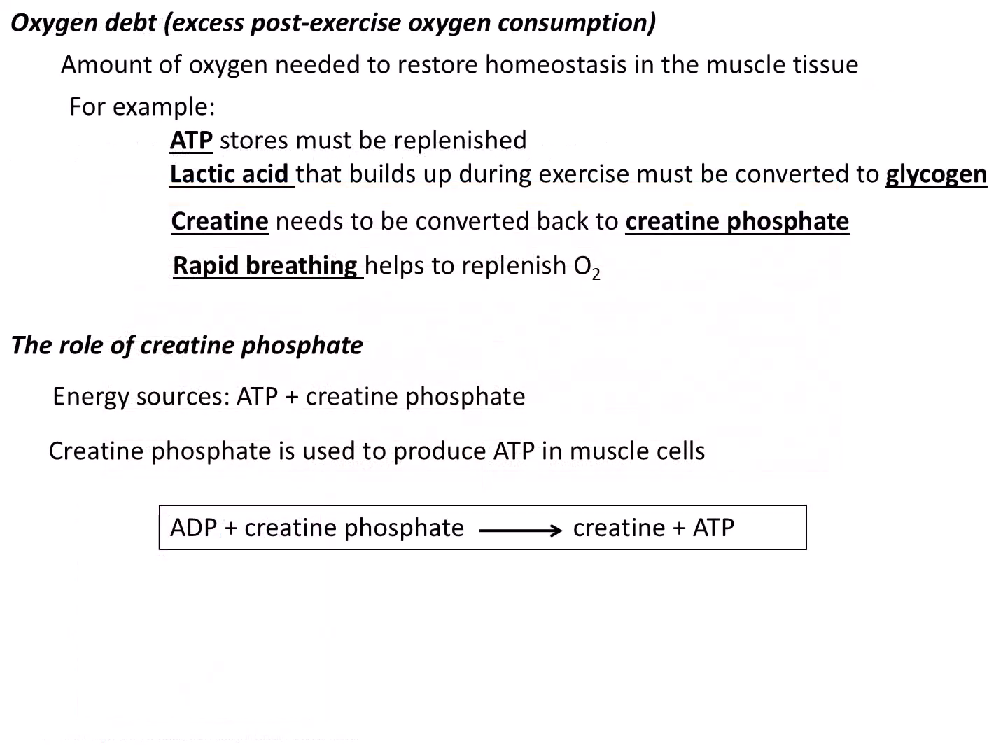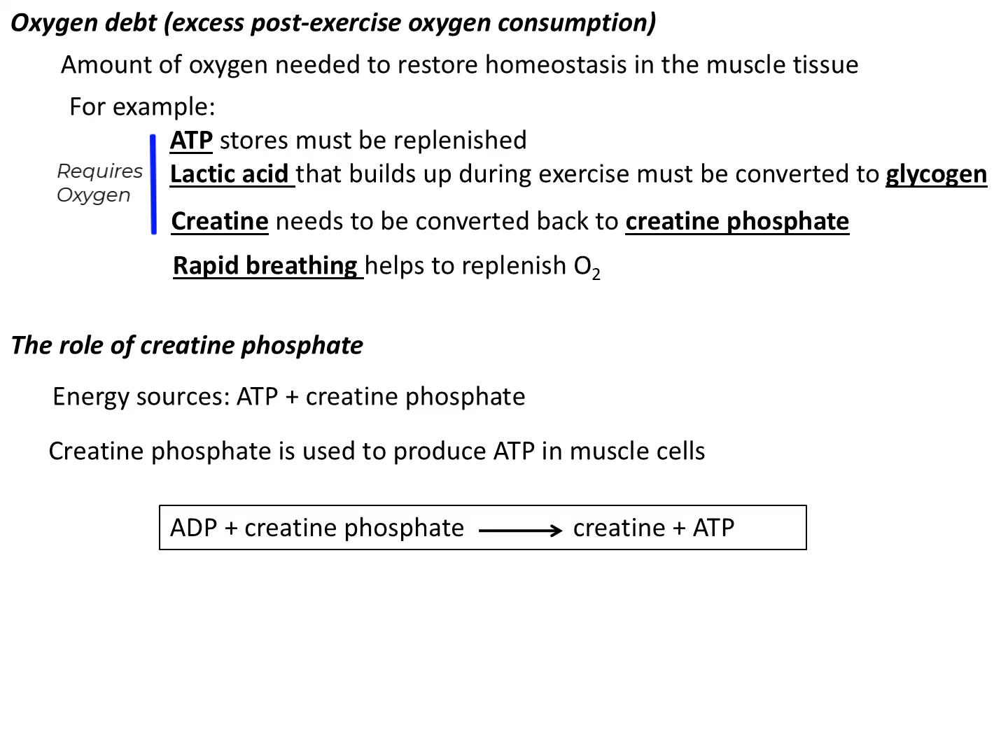Oxygen debt is eliminated through excess post-exercise oxygen consumption. This is one of the reasons why breathing rates stay elevated after exercise. When you're done exercising, your skeletal muscles will need to replenish their ATP stores. They need to get rid of lactic acid that accumulates during skeletal muscle contraction by converting it to glycogen. Creatinine needs to be converted back to creatine phosphate. All of these require oxygen. The increased breathing that occurs after exercise helps to replenish oxygen and helps the muscle cells return to homeostasis.